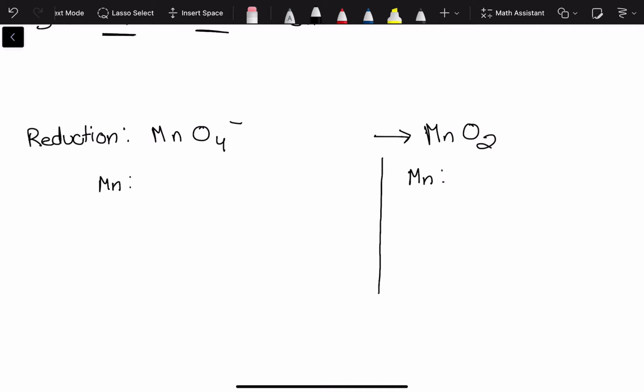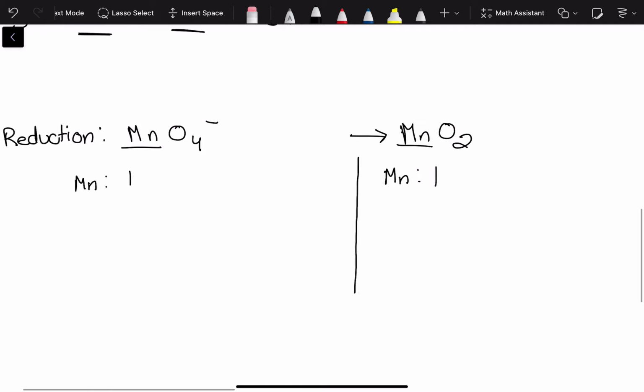So first we have Mn. We'll always look at the elements that aren't oxygen or hydrogen very first. So we're going to start off with Mn. We have one Mn on this side, and then we also have one Mn on this side. So the Mn's are balanced. There is no uneven number of elements for that.